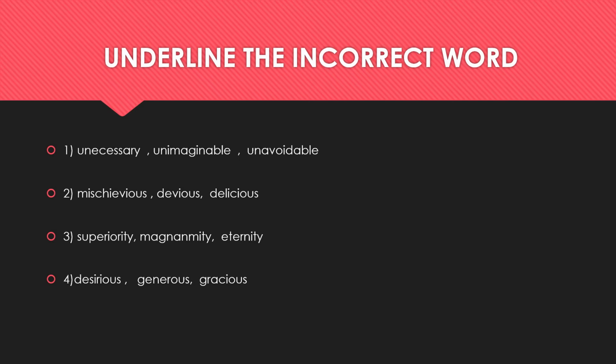Unnecessary, unimaginable, unavoidable. Second one, please underline in your book with a pencil. It is not difficult. You have to see all the 3 words. One word has an error, is wrong. So please underline that one. Done. Now we come to the second one. Mischievous, devious, delicious. Underline the wrong spelling.